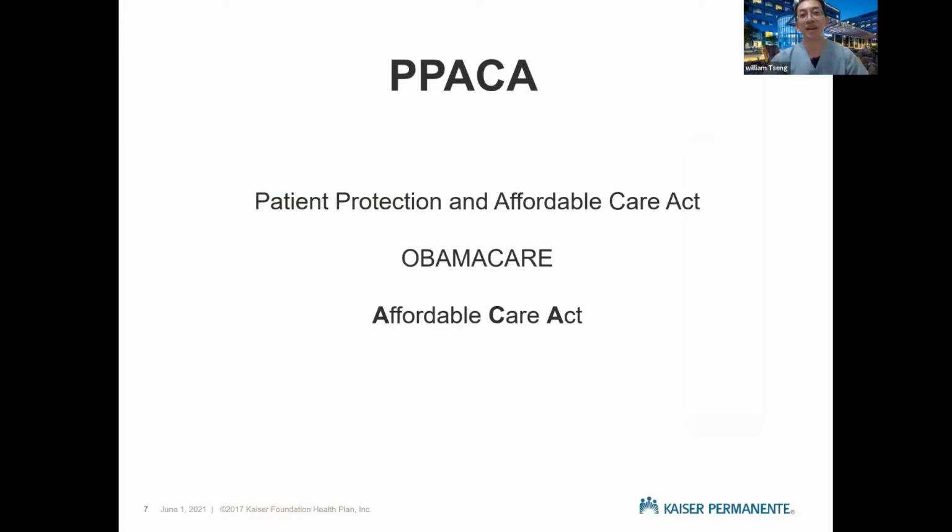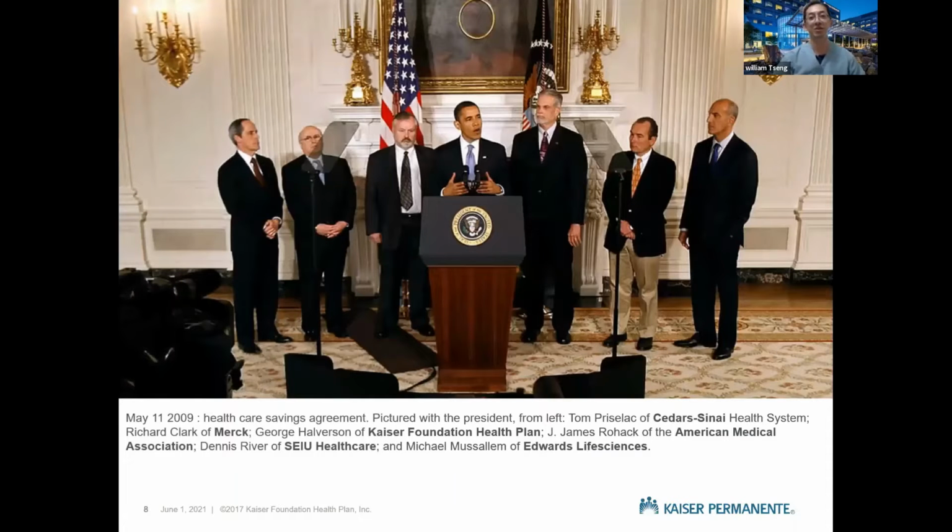This was the Patient Protection and Affordable Care Act that most of us got wrong at the very beginning, whatever it is. But it ended up being shortened to Affordable Care Act, or ACA, or Obamacare. And it all started with this picture, right? This was President Obama standing by a lot of powerful people at that time: Cedars-Sinai, Merck, Kaiser Health Plan, AMA, SEIU, and Edwards Lifesciences. So these were all key players that helped develop the ACA.